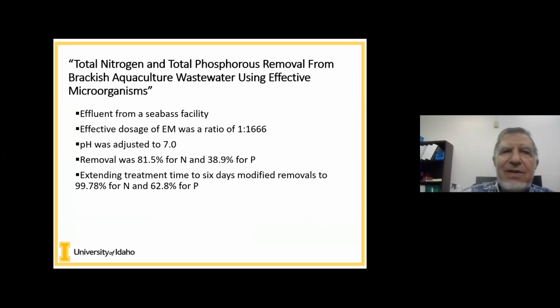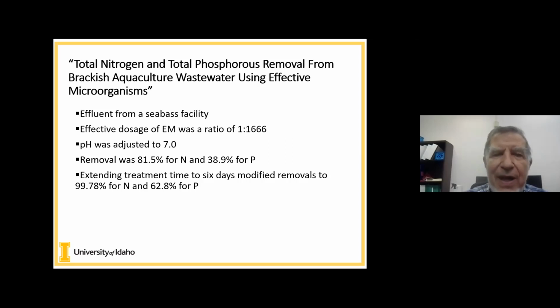The next RPA is entitled Total Nitrogen and Total Phosphorus Removal from Brackish Aquaculture Wastewater Using Effective Microorganisms. The effluent that they used in this study was from a sea bass facility. The effective dosage of the effective microorganisms was at a ratio of 1 to 1,666. Seems to me like that's a very small contribution for the large number that were there. That's not seemingly balanced very well. The pH was adjusted to 7.0.